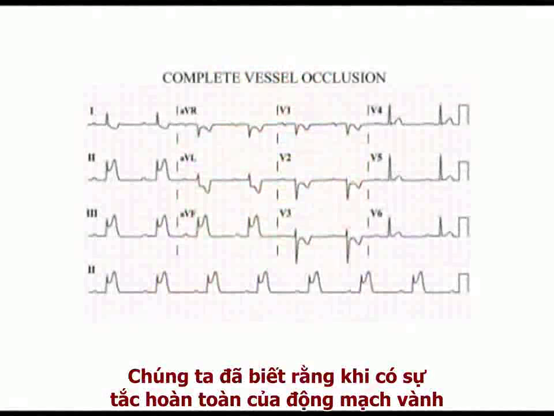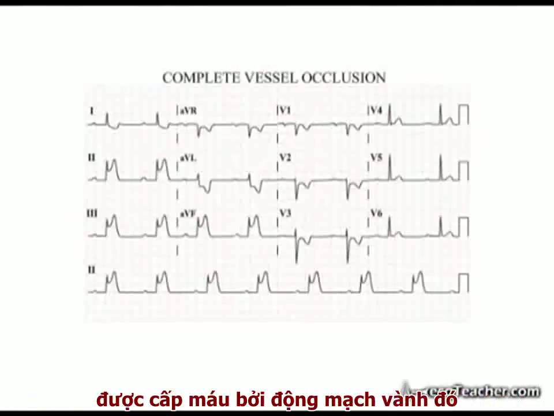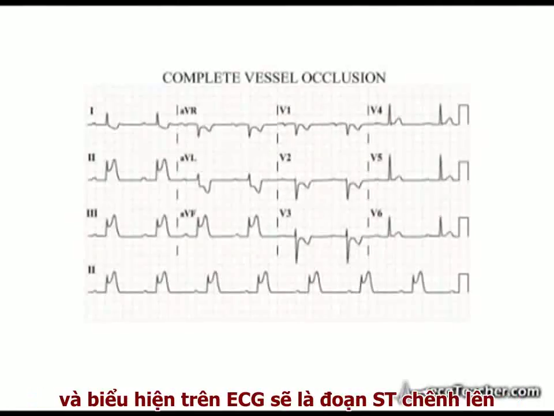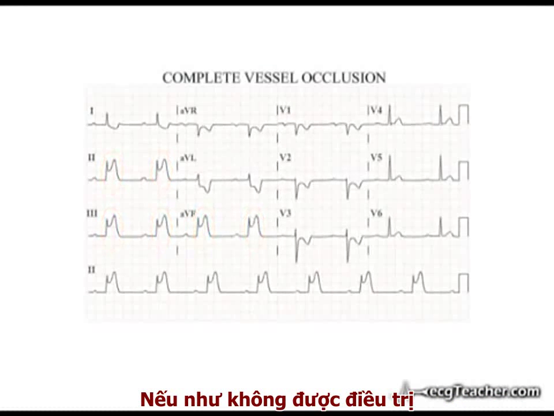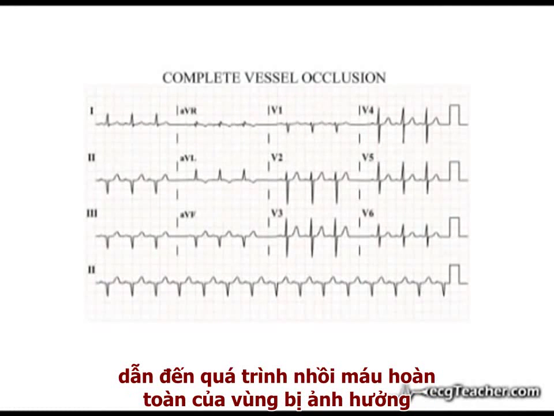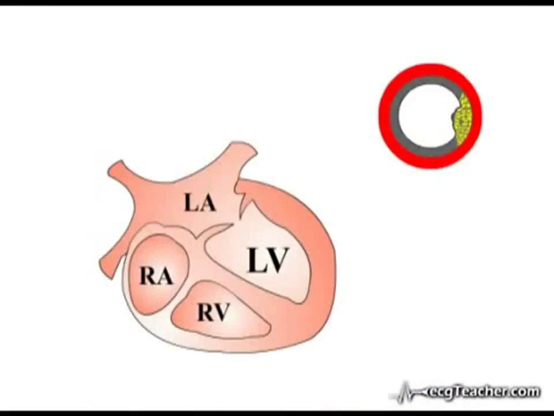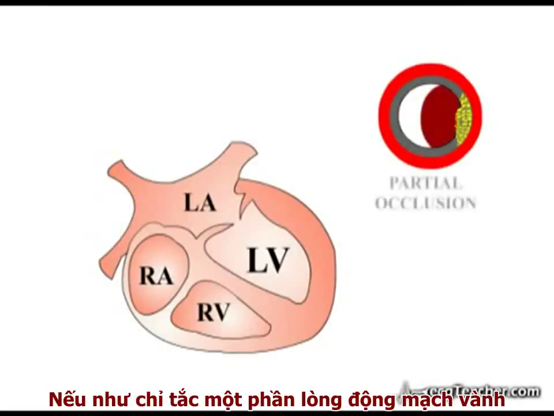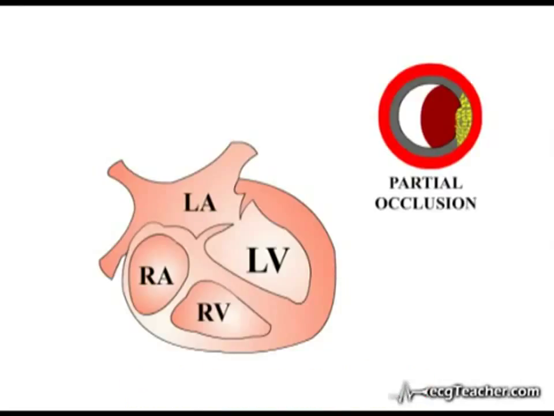We've seen that complete occlusion of a coronary arterial vessel renders the entire thickness of the myocardial wall it supplies at risk of infarction and manifests as ST elevation on the ECG. In the absence of treatment, the process may progress to complete transmural infarction of the area involved, with development of pathological Q waves. In contrast, partial occlusion of a coronary arterial vessel results in an incomplete reduction of arterial supply to a region of myocardium.